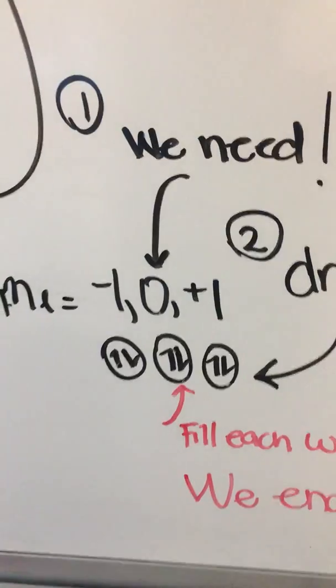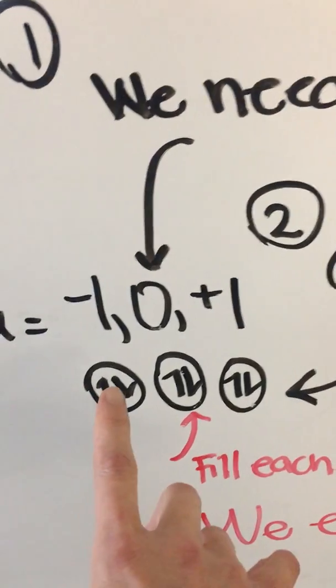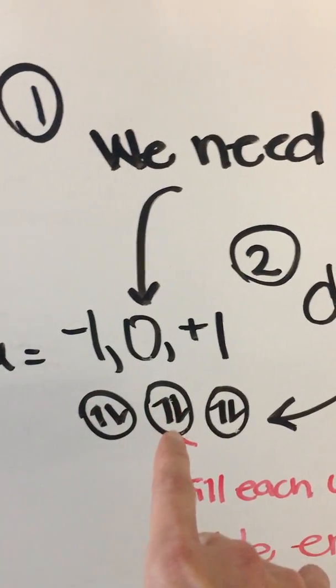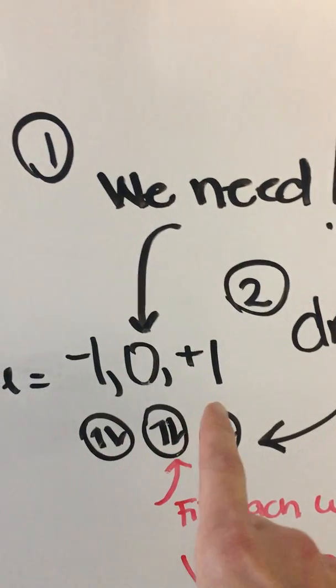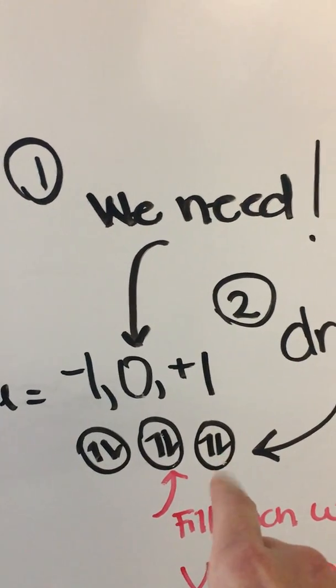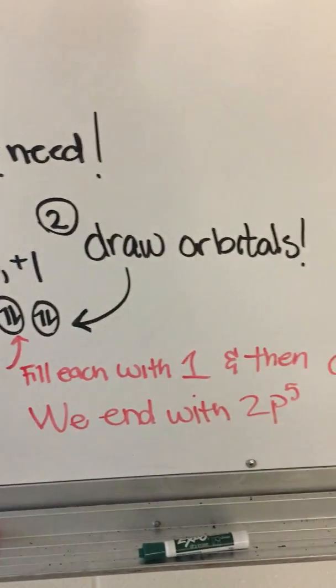Now, some of us were filling them all and then just counting over 1, 2, 3. It's the 4th one, but it's not. It's 1, 2, 3, 4, 5. If it were 6, it would be this one, right? Does that make sense? Okay, so we end with 2p5.